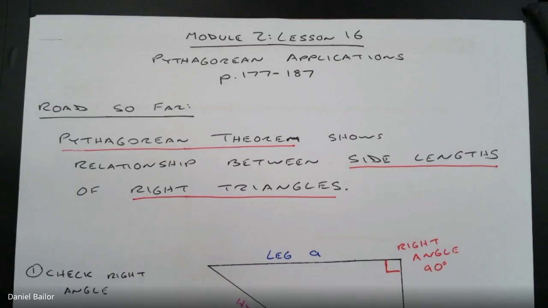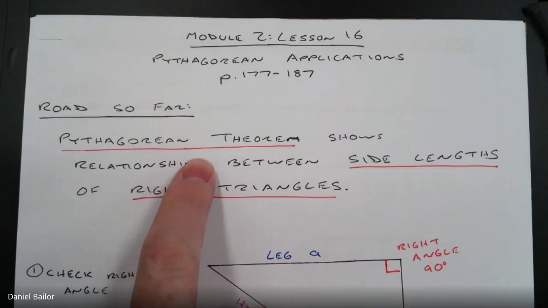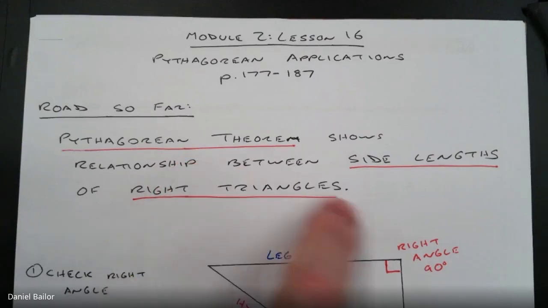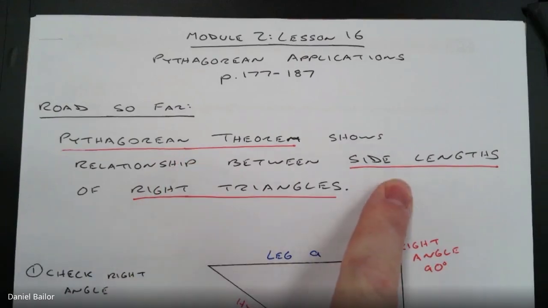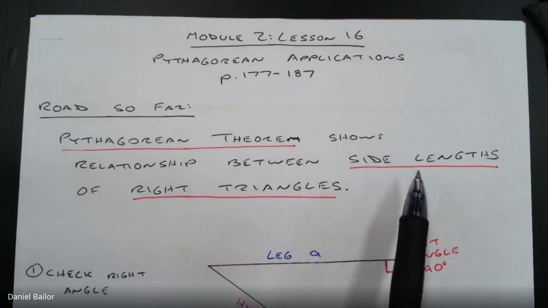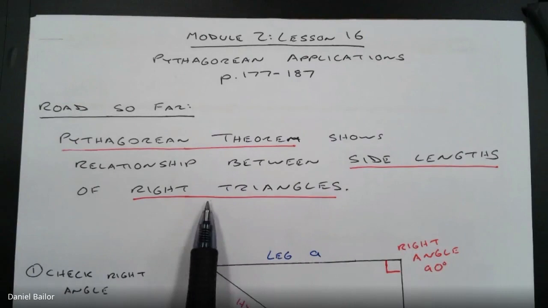Today, we're going to talk about some of the applications of the Pythagorean theorem, how we can use the Pythagorean theorem. Remember the Pythagorean theorem is connected to the lengths of sides, not the angles, it's the lengths of the sides. And remember the Pythagorean theorem works for right triangles. So we're going to work more with right triangles and side lengths, a little bit of preview today.